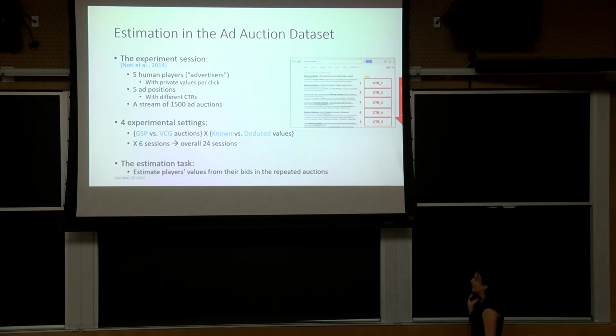And the second data set is from the ad auction experiment that we ran. And here in each experiment session, we had 5 human players who simulated the roles of the advertisers and competed in a stream of 1,500 auctions for 5 ad positions in decreasing click-through rates. And in the beginning of every session here, we assigned each one of our 5 players a value per click, which was his private information. And this is what we used to determine his payoffs in all the coming auctions. And the estimation task was to recover this private value for every player from the bids that all players made in the repeated auctions. And we had here 4 experimental settings. We compared the GSP, generalized second price auction, that is usually used in this setting, and the VCG auction rule, and also 2 information settings.